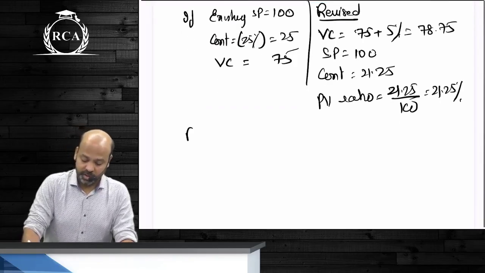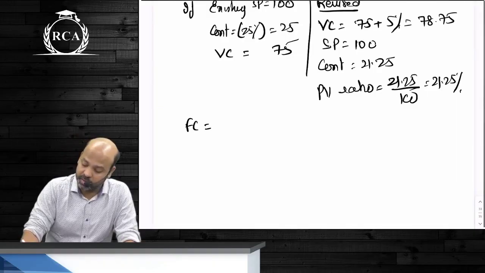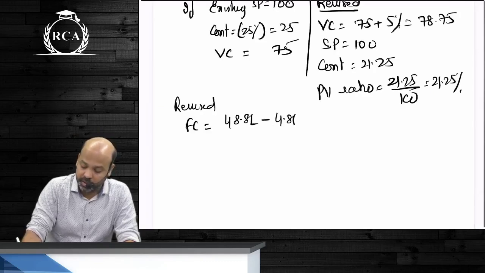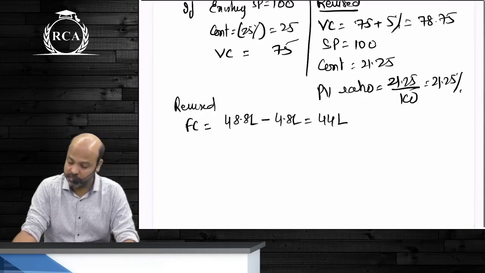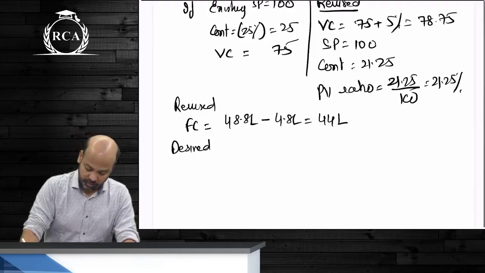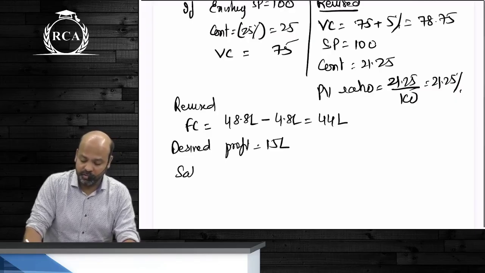Fixed cost earlier was 48 lakhs 80,000. Now the fixed cost is reducing, so your revised fixed cost will be 48 lakh 80,000 minus 4 lakh 80,000, that is 44 lakhs. Desired profit, guys, is equal to 15 lakhs. So sales for a desired level of profit.